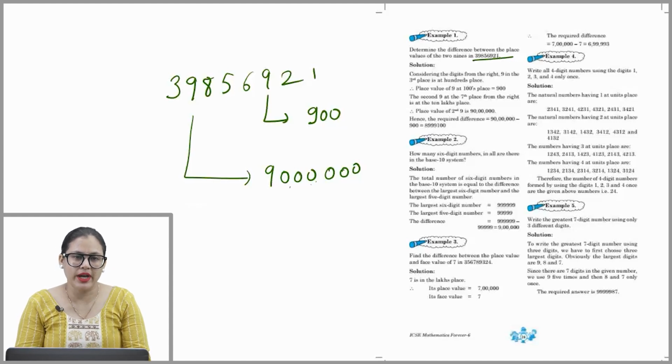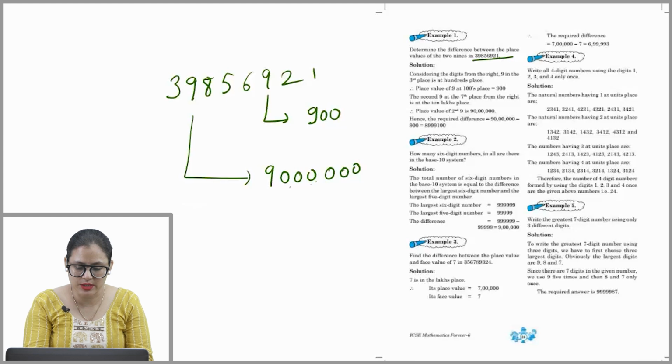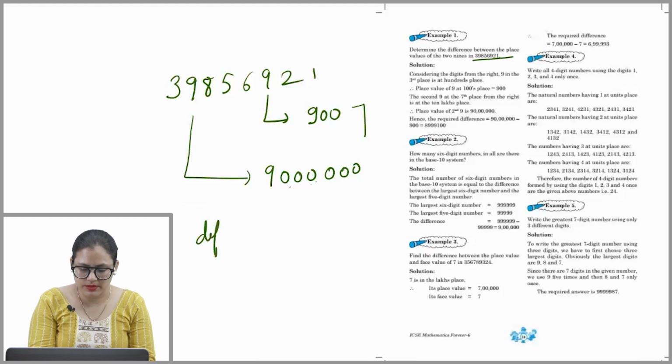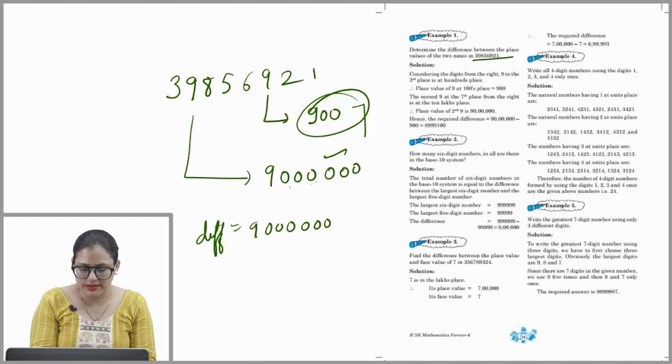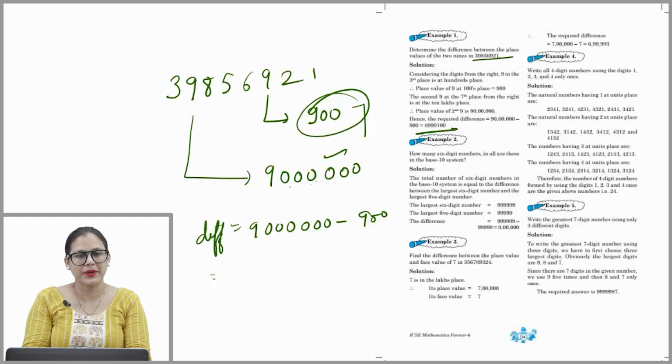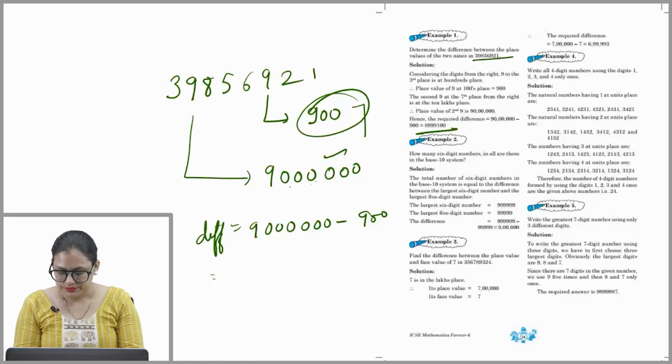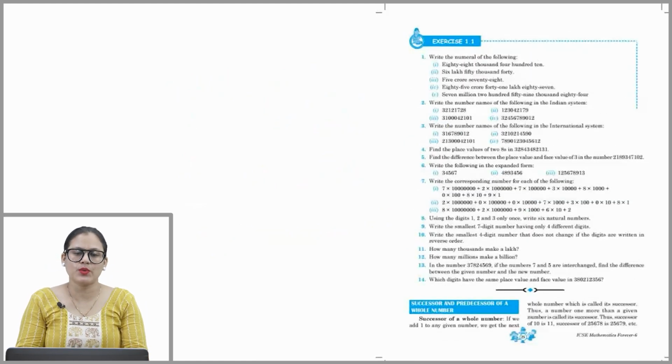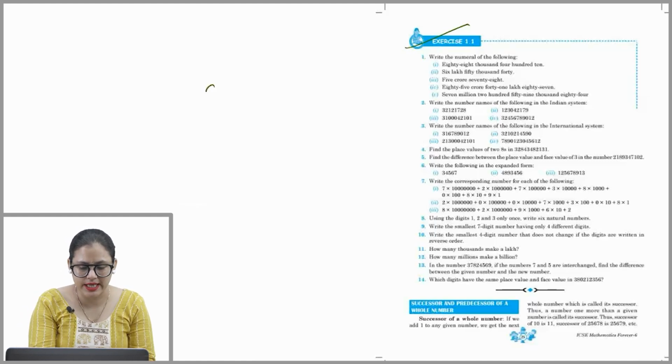Okay, now we have to find the difference between these two place values. Let's subtract. Okay, you will subtract this from this. Minus 900. So what will you get? You will get this number. Okay. Exercise 1.1. Write the numeral of the following. 88,410.